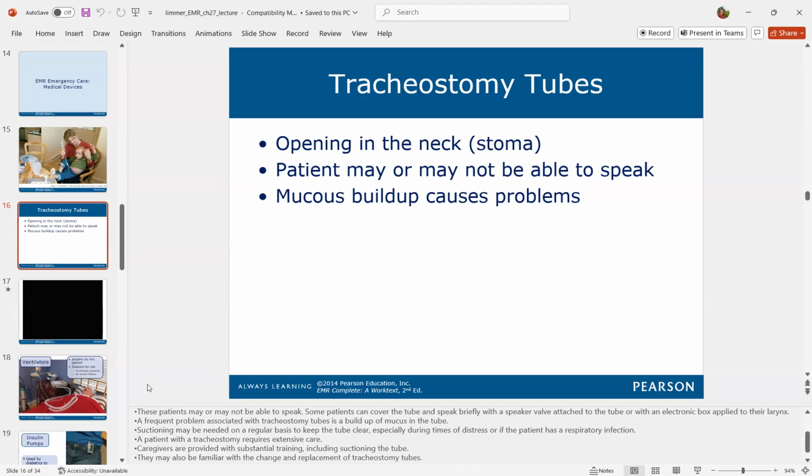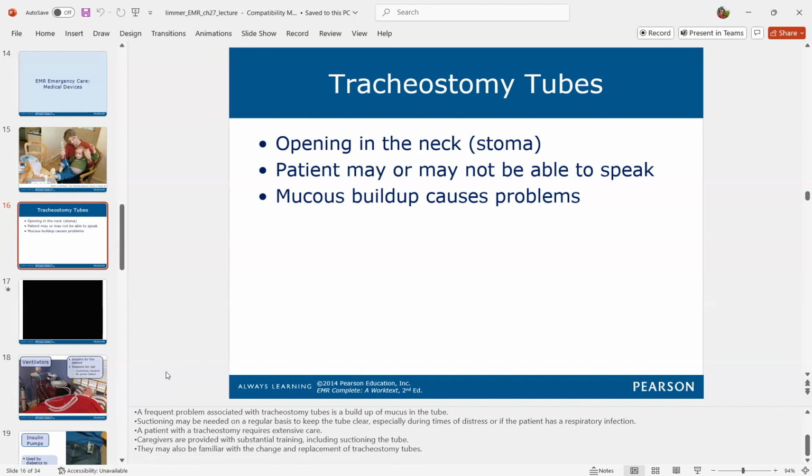A frequent problem associated with tracheostomy tubes is the buildup of mucus in the tube. So suctioning may be needed on a regular basis to keep the tube clear, especially during times of distress, or if the patient has a respiratory infection. A patient with a tracheostomy requires extensive care. Caregivers are provided with substantial training, including suctioning the tubing. They may also be familiar with changing and replacing the tubes, which we're not going to do as first responders. We're not trained to do that.